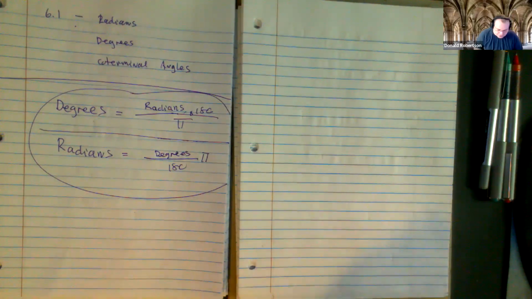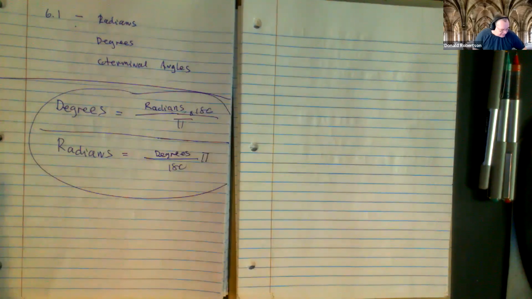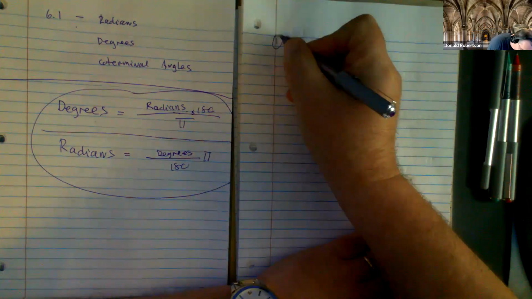Now, if the question says to 2 decimal places, use the calculator. If it doesn't, isn't your answer going to be 7/9 pi or 42 over pi? It's going to be an exact value, right, with a pi in it probably. So let's take a baby one to start the ball rolling.